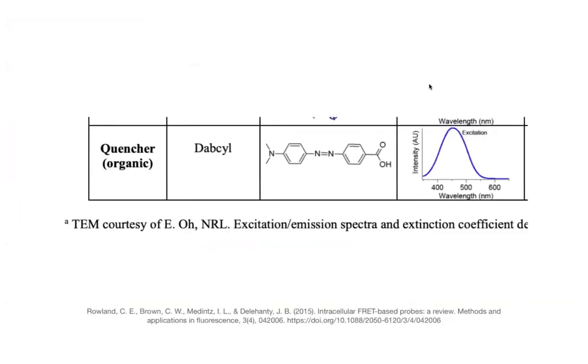This way you can detect whether the molecules are interacting, whether they got separated, that sort of thing. So here's an example of a quencher. We're not going to talk too much about quenchers, but this is a common one. It's called Dabsyl. You can see that you're only seeing an excitation wavelength, not an emission wavelength. So it can absorb this light, but it doesn't give anything back that you can see.